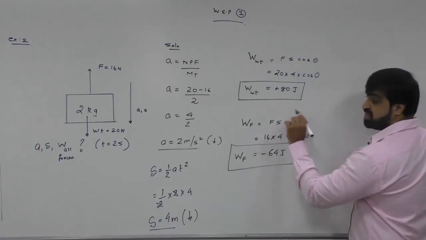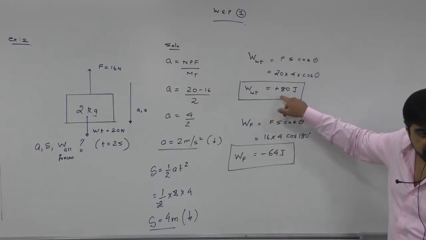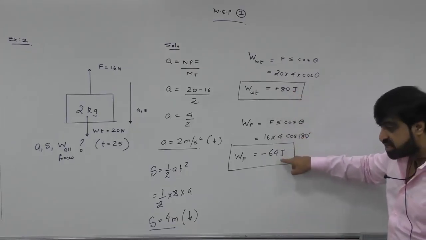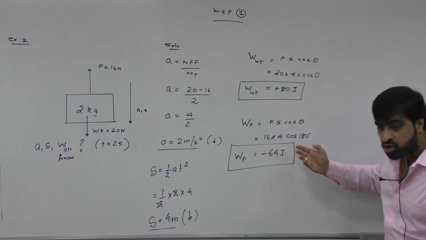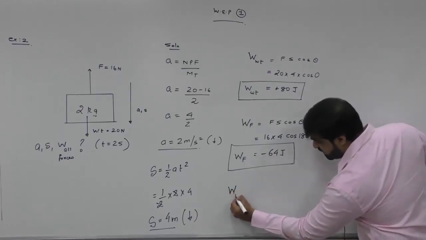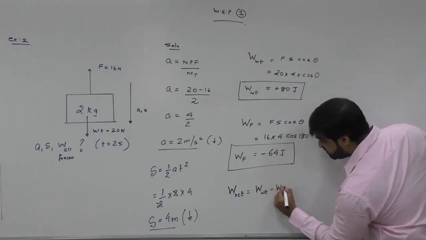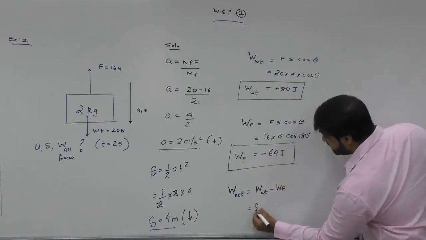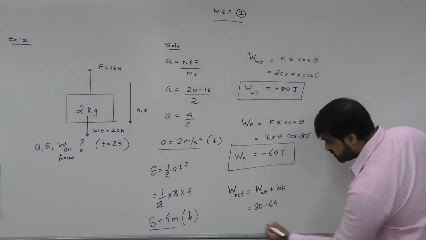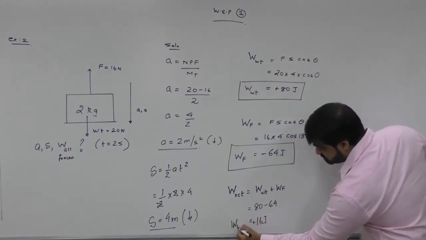Now we'll explain the meaning of plus sign and minus sign. Plus sign over here means it is supplying 80 joules of energy. Out of that, he is gaining how much? 64 joules of energy. So how much is the left amount of energy? 16 joules. So can I say net work done will be work done by weight minus work done by F? It will become 80 minus 64, or you can write this as plus, so it will become minus automatically. So that will become 16 joules of energy, the net work done.